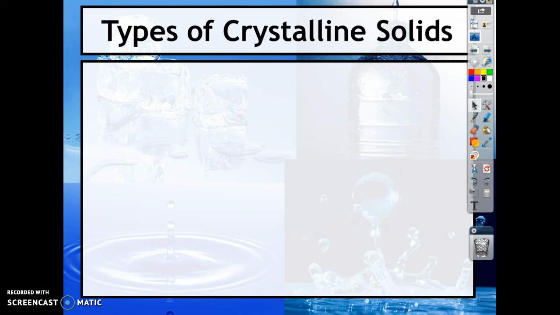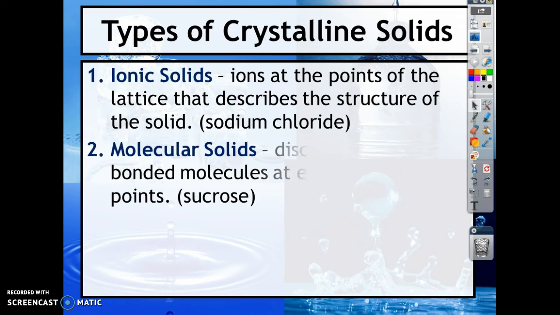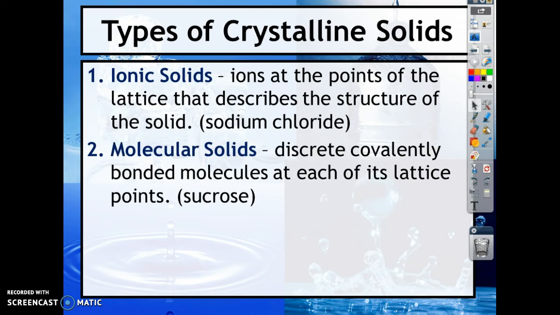So let's talk a little bit about the types of crystalline solids. We already know about ionic solids. These are the ions that are at the points of the lattice that describe the structure of the solid. So think of a salt crystal. If we zoomed in on that salt crystal, we could identify the sodium, we could identify the chlorine, we could identify the ions within. If we zoom in on something that's covalently bonded, like sugar or sucrose, we could identify certain parts of that as well.